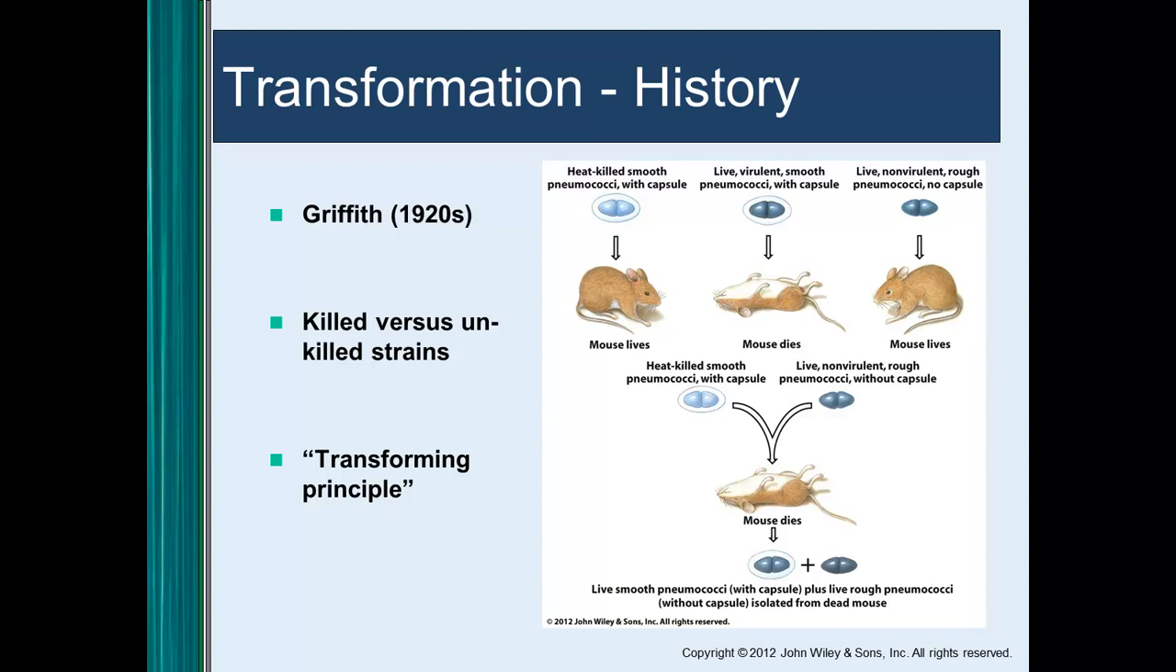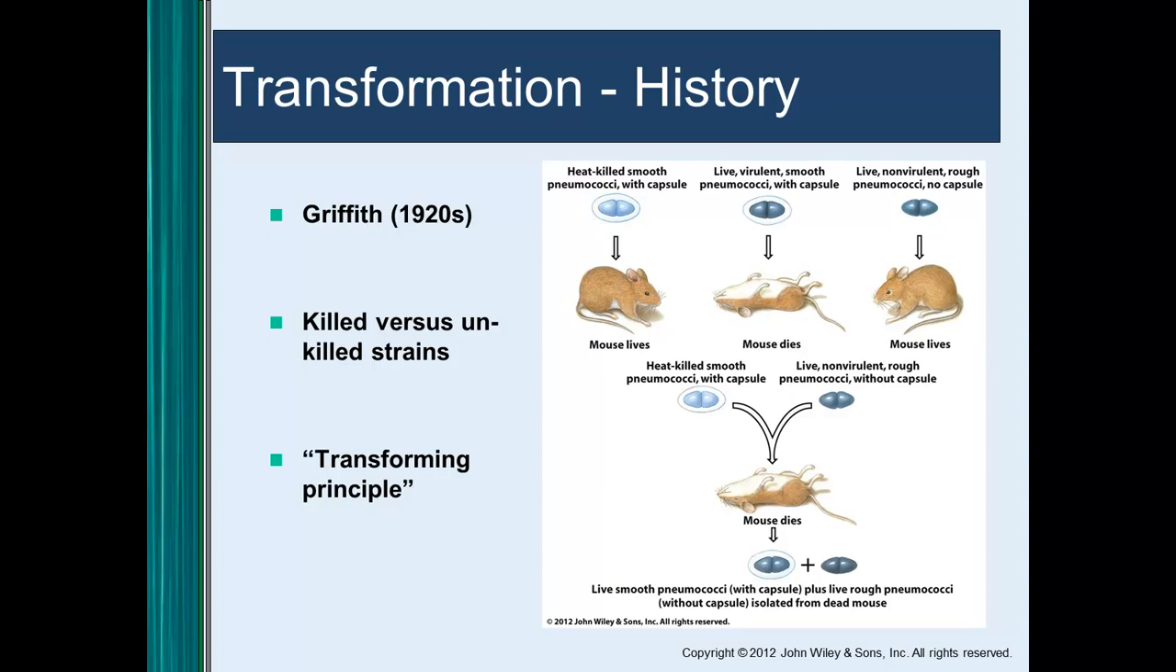Mice are found to be very sensitive to pneumococci, and so they make a really good test because the mouse would then die if exposed to this smooth type capsule. Now, in Griffith's experiment, he injected one group of mice with heat-killed smooth pneumococci, shown here in the far left. He then injected a second group with live smooth pneumococci, and you can see that they died. Then, in a third group, he injected mice with live rough pneumococci. These were the ones lacking capsules, and they lived.